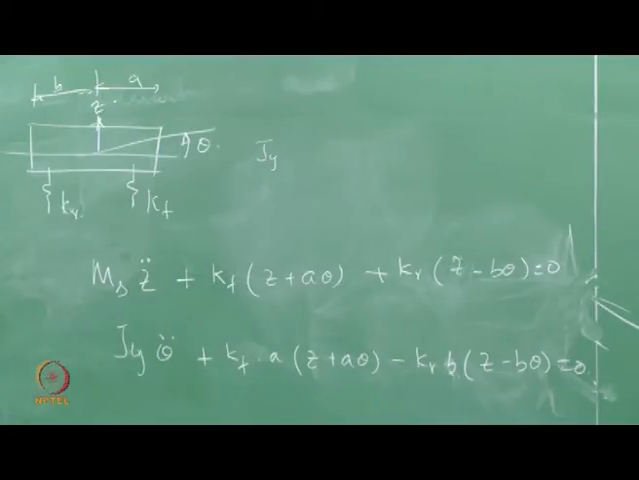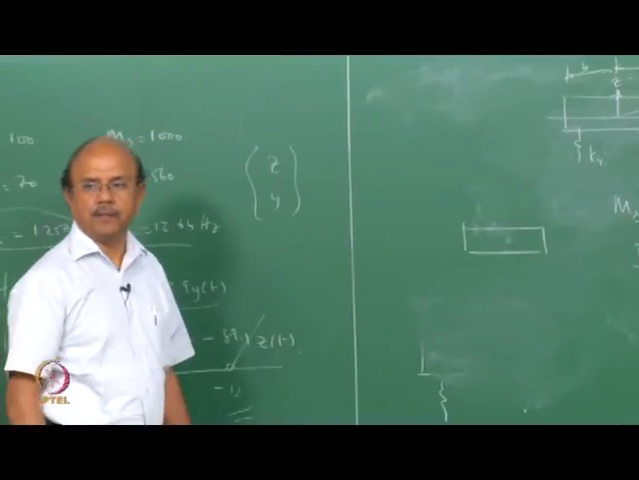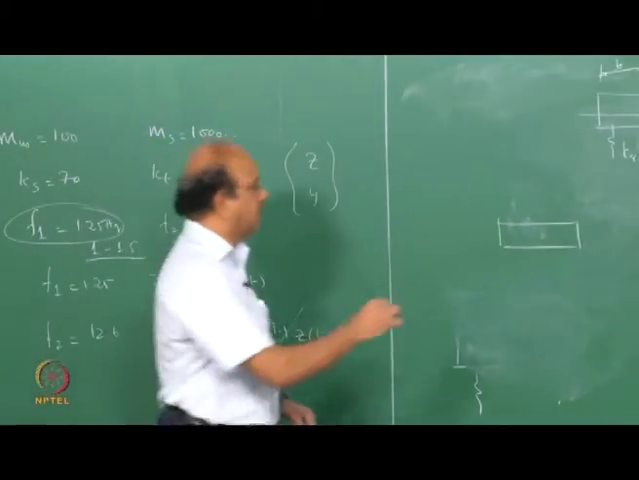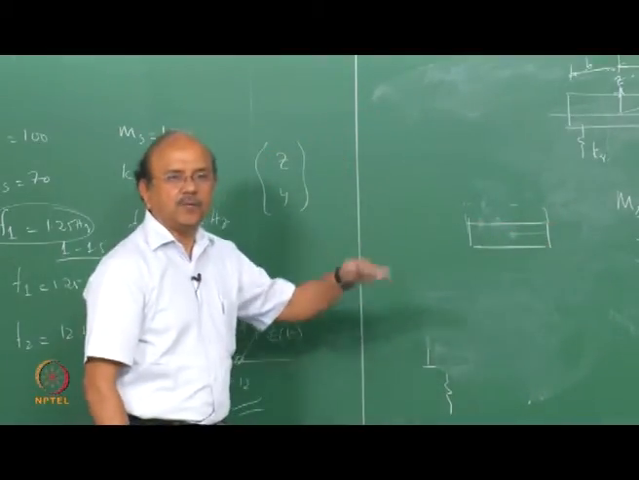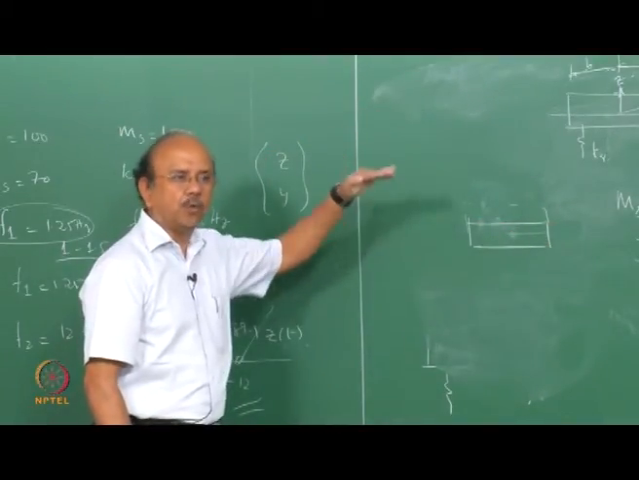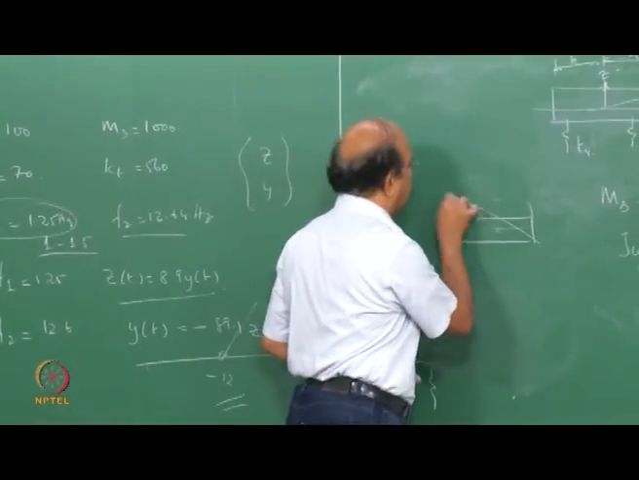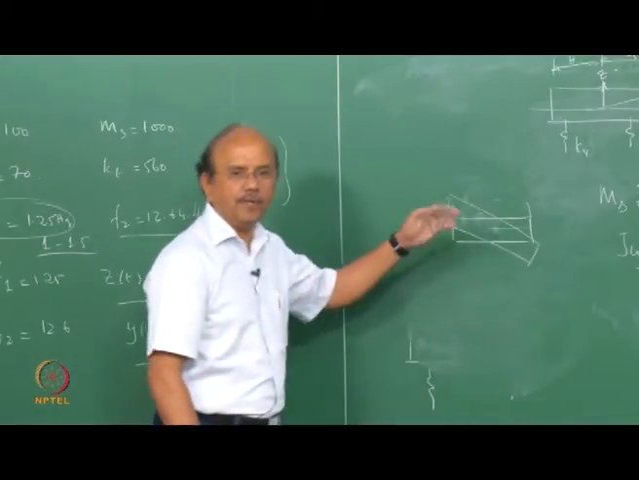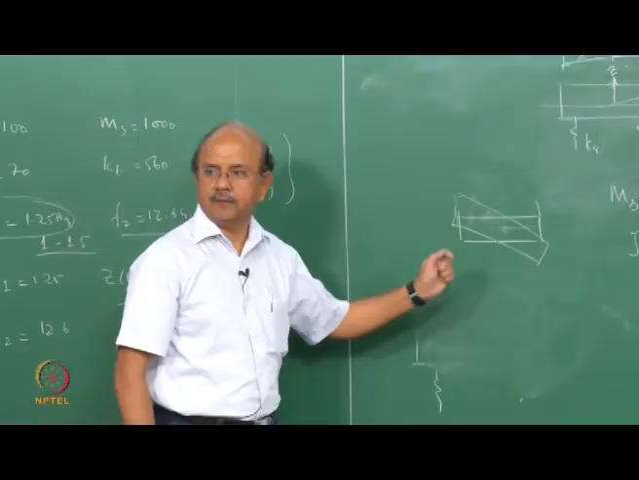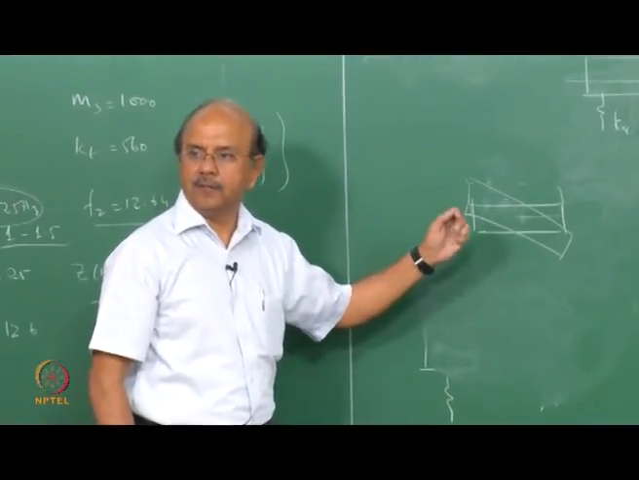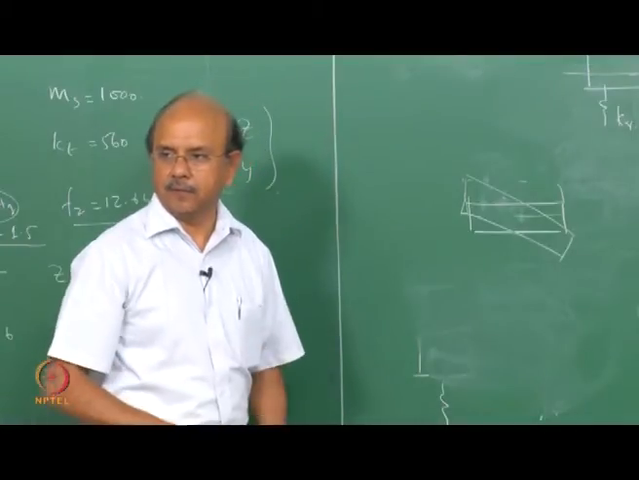So when there is a bounce mode, if this is my vehicle, when it's a bounce mode, there will be a pure bounce. At a particular frequency, when it gets excited, it will be a pure bounce. And when it's a pitch mode, then it will be a pure pitch. Okay? This is called the uncoupled vibration. They are not coupled.